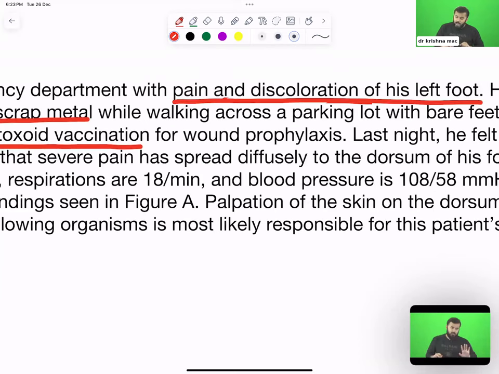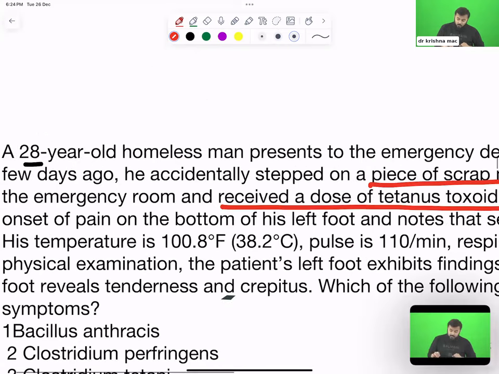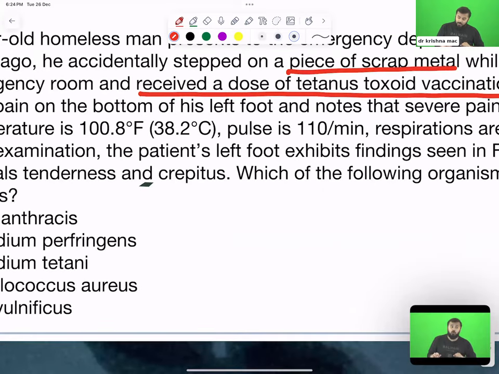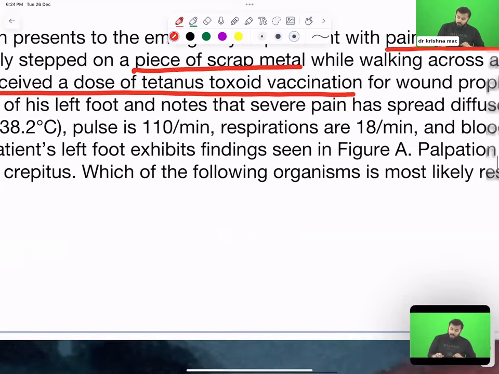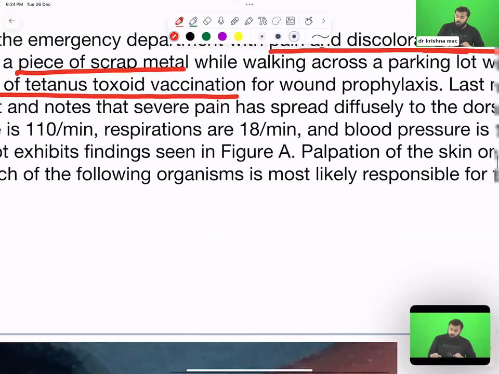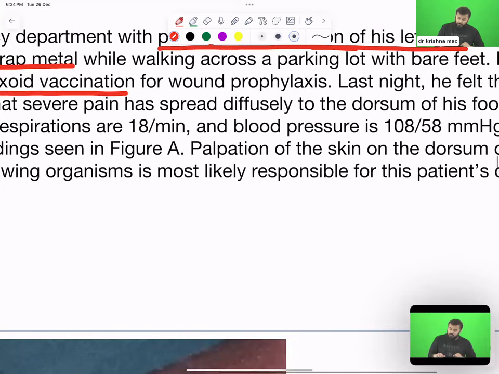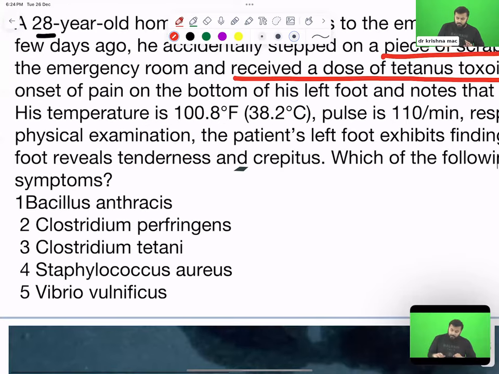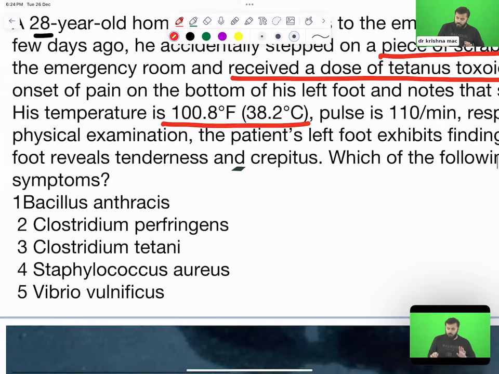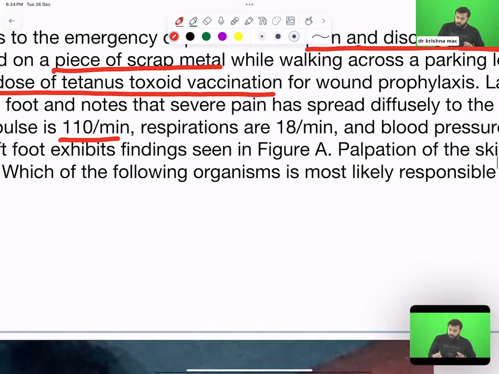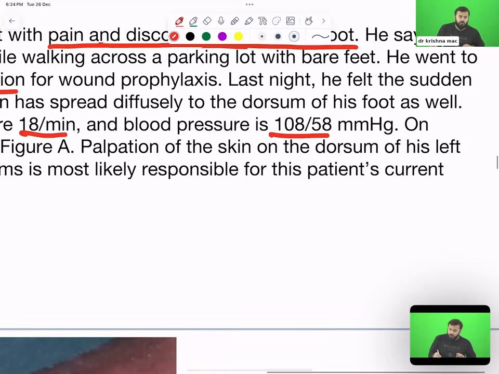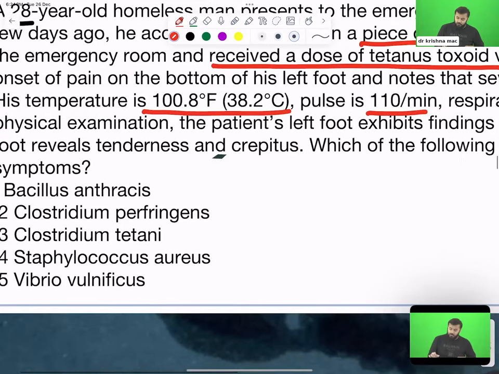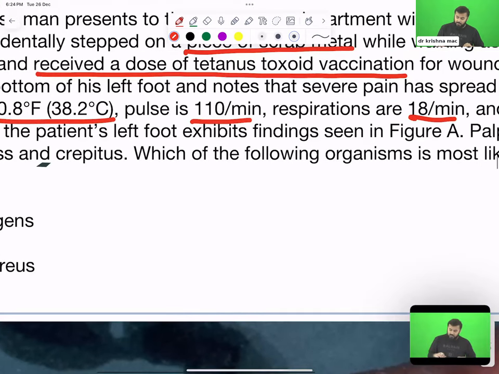Okay? Last night, he suddenly felt onset of pain at the bottom of his left foot and states severe pain that spread diffusely to the dorsum of the foot as well. Temperature? 38, which is normal. Pulse is also fine. Respirations are fine. Blood pressure is 108/58, a slightly hypotensive patient. And on physical examination, the patient's left foot exhibits the findings in figure A. Look at this.